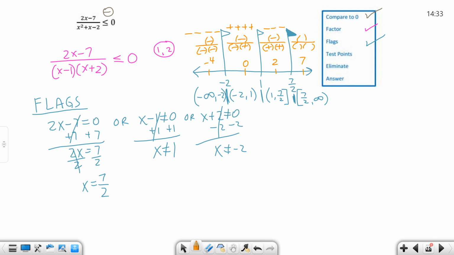And then 7, 2 times 7 is 14 right here. 14 minus 7 is positive. That is positive this time. And then 7 minus 1 here is 6, which is positive. And then 7 plus 2 is 9, which is positive. So all positive is positive.